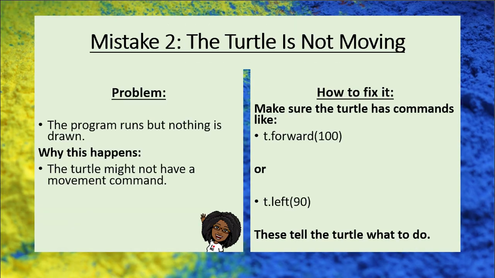Mistake number 2. The turtle is not moving. Problem: the program runs but nothing is drawn. Why does this happen? The turtle might not have a movement command. How to fix it? Make sure the turtle has commands like going forward or left. These tell the turtle what to do.